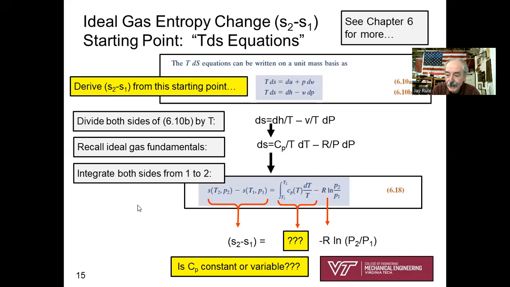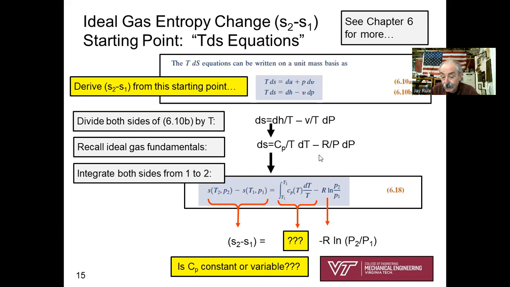Now let's integrate both sides. Left-hand side, very easy. The integral of ds is just s evaluated from 1 to 2. So we've got s2 minus s1, left-hand side. Right-hand side, first term, Cp divided by T dT. If Cp is constant, we've got it made, don't we? If Cp is not constant, we're stuck with this expression, the integral from T1 to T2 of Cp dT divided by T. That can be complex.